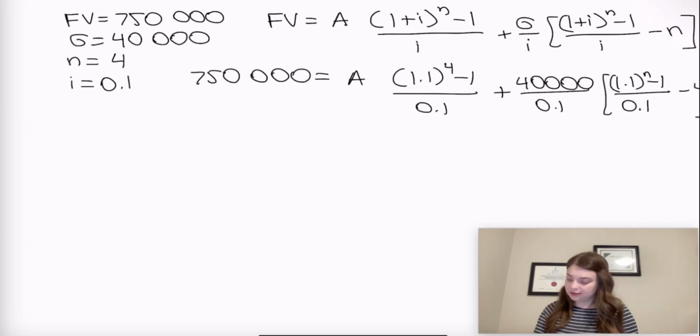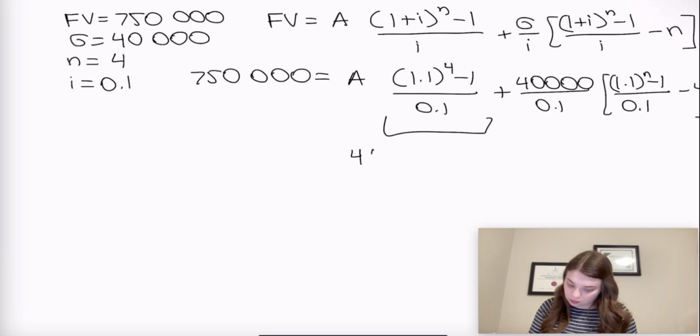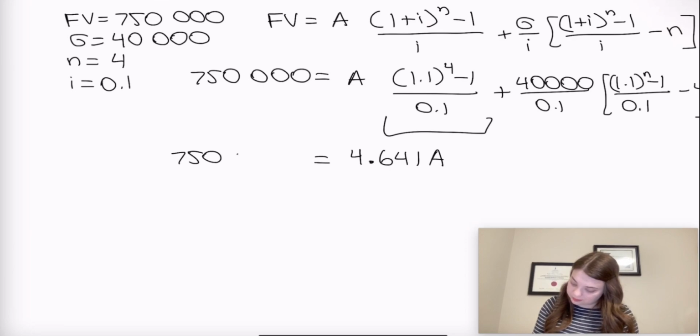So let's first start by figuring out what the coefficient of A is, so what that number is there. For that, I'm going to type in 1.1 to the power of 4, hit equals, minus 1, hit equals again, divided by 0.1, hit equals again, and I get 4.641. So 4.641 times A, and then I'm just going to repeat the 750,000 on our left, and then I need to find what this number is.